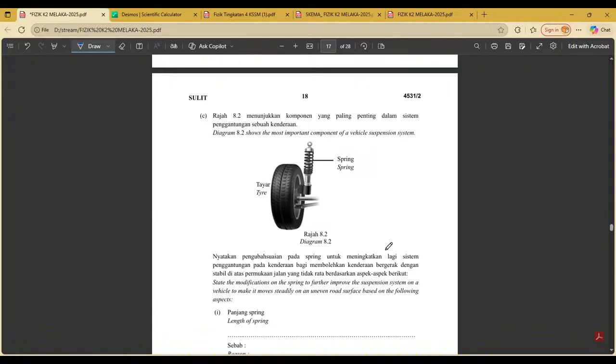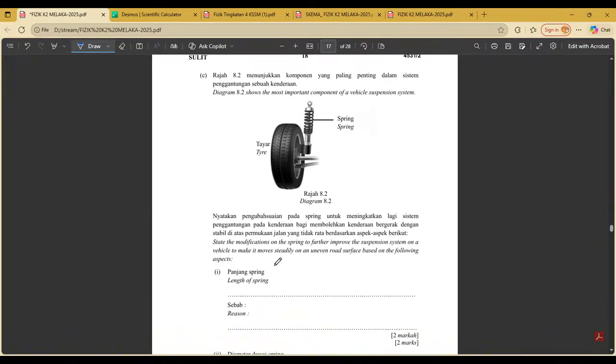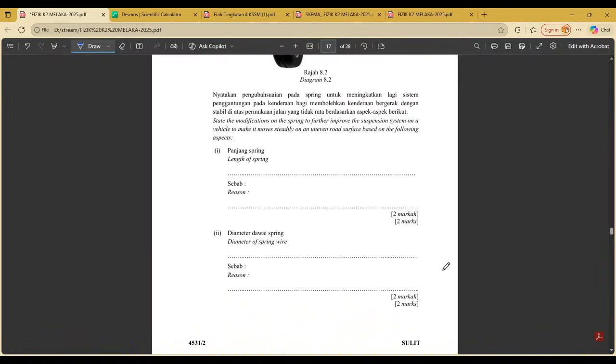Diagram 8.2 shows the most important component of a vehicle suspension system. State modifications on the spring to further improve the suspension system on a vehicle to make it move steadily on an uneven road surface based on the following aspects. Length of spring, long, reason... the length of spring, I don't remember.